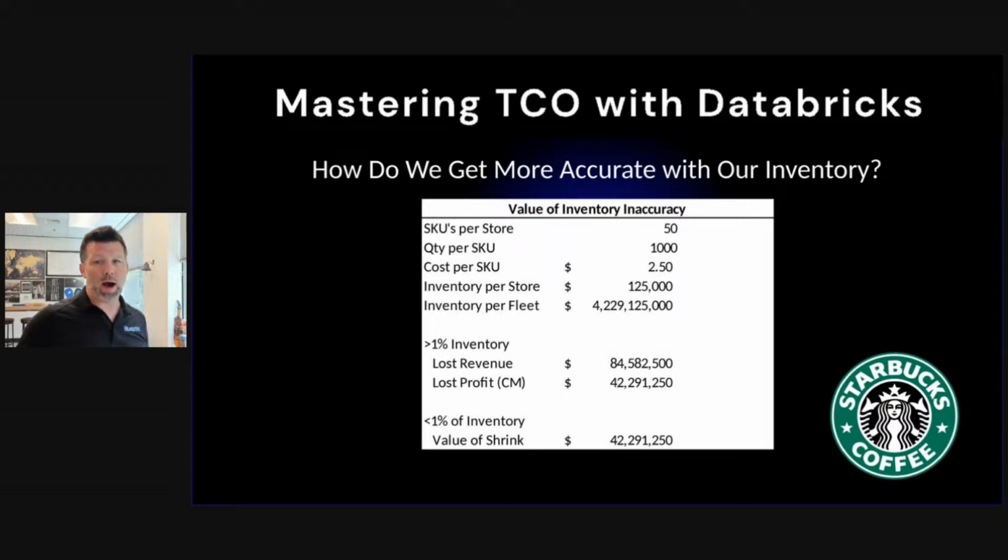So I took an average of 50 SKUs per store. I don't know if that's actually accurate, but it's pretty close. And then a quantity per SKU of 1,000 per store. They run at an 18-hour clip throughout the day. So that might be inaccurate, but it's good for a rough estimate. And I took a cost per SKU based on our previous analysis of the contribution margin. That's the variable cost per SKU of $2.50. That means on any given day, each store is holding $125,000 of inventory that's perishable.